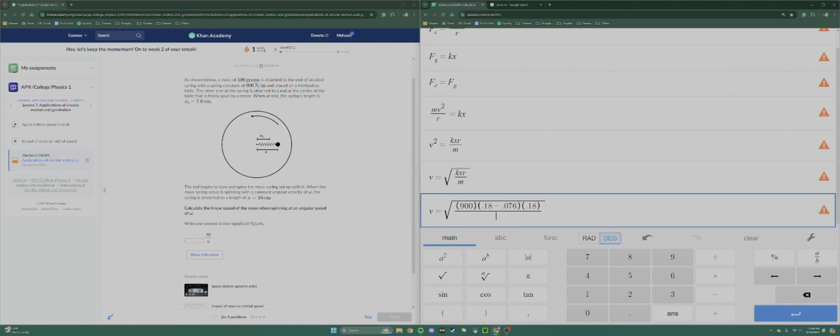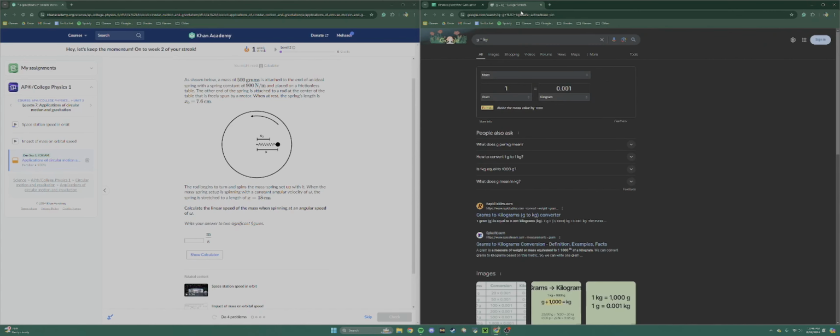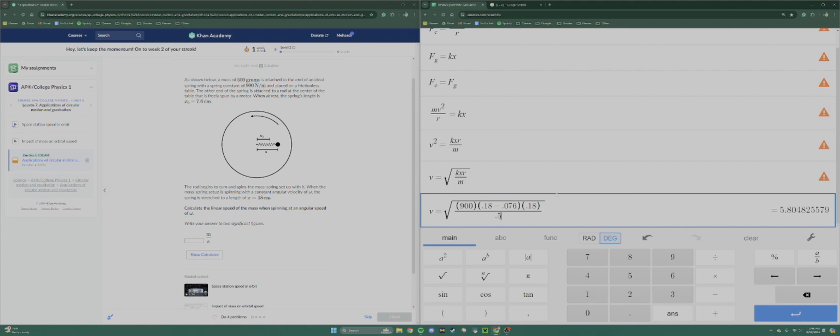We're going to divide all this by m, which is the mass, which here says 500 grams, but we have to use kilograms. So we're going to convert grams to kilograms, and 500 grams is 0.5 kilograms. The answer is going to be in two significant figures, so that's 5.8.